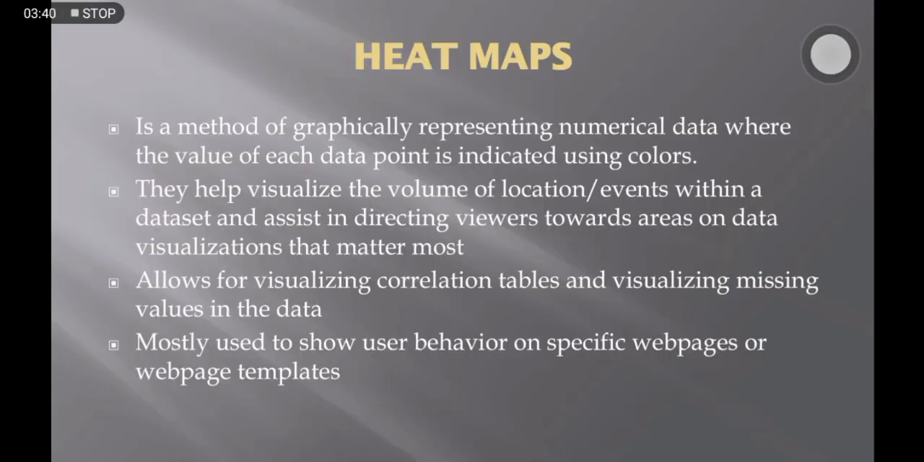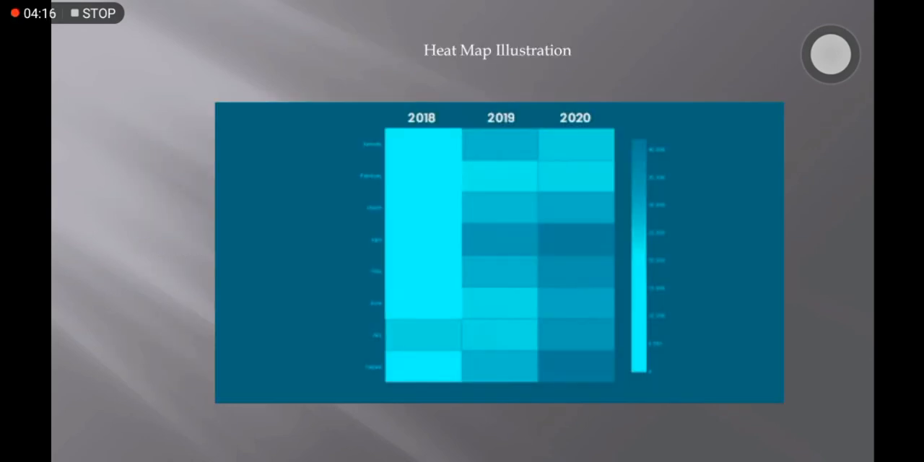Heat maps. A heat map is a method of graphically representing numerical data where the value of each data point is indicated using colors. They help visualize the volume of location and events within a dataset and assist in directing viewers towards areas on data visualizations that matter most. It allows for visualizing correlation tables and missing values in the data, and is mostly used to show user behavior on specific web pages or web page templates. Here is the heat map illustration.